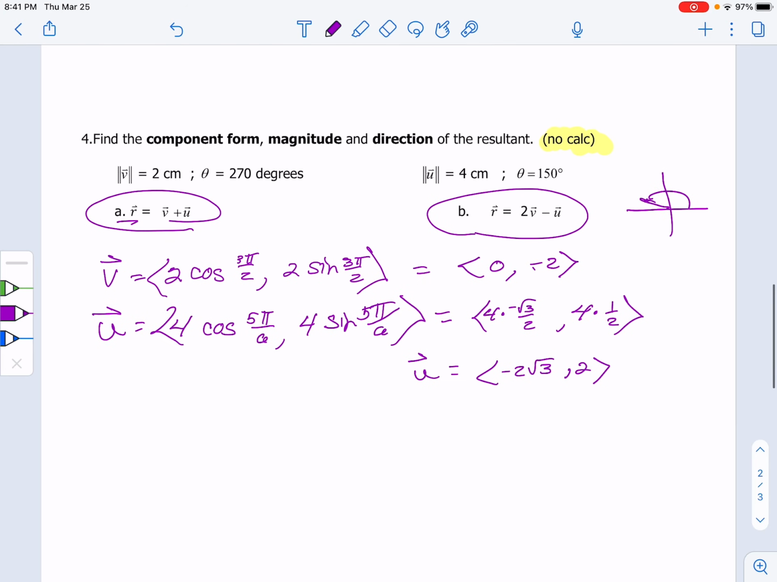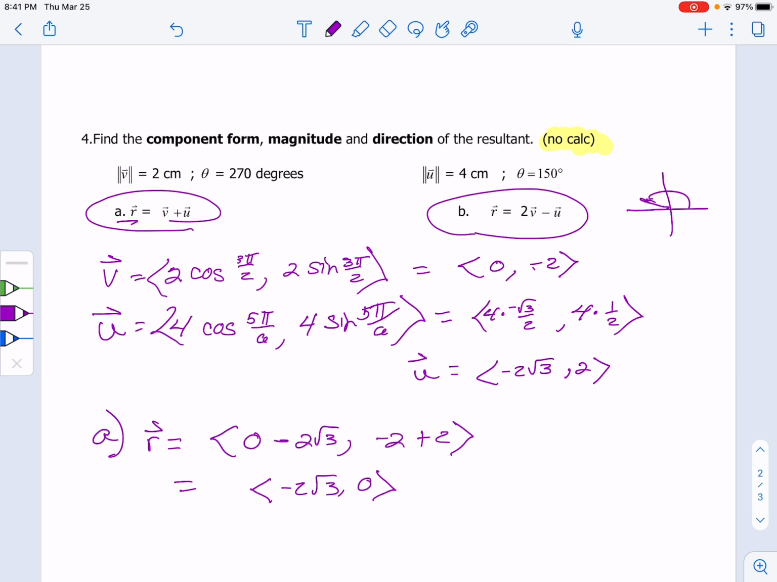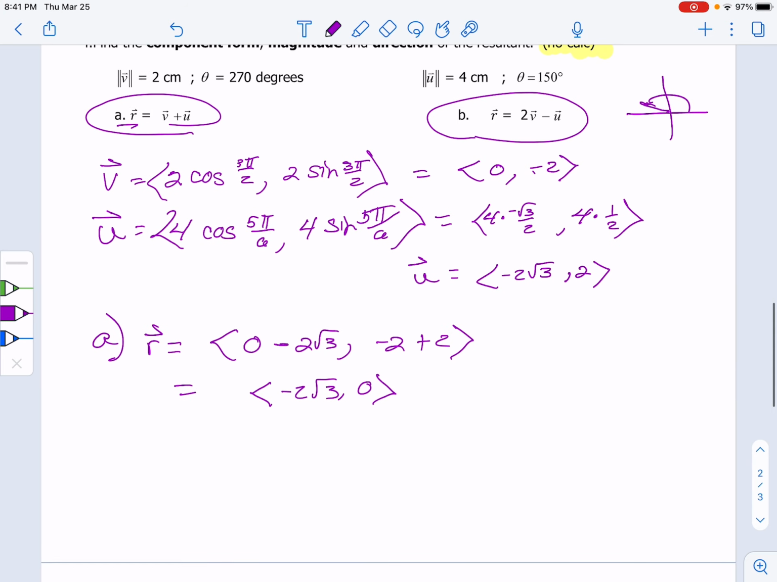Now, you want to do this problem. So part A, the resultant is adding them together. So you add these two, so you have 0 plus negative 2 root 3, and you have negative 2 plus 2, which gives you negative 2 root 3, and oh, we didn't have to find magnitude and direction. Well, let's see. Magnitude would be negative 2 root 3 squared plus 0 squared, and then you take the square root. So the magnitude, oh, this is the magnitude of r, is just negative 2 root 3.